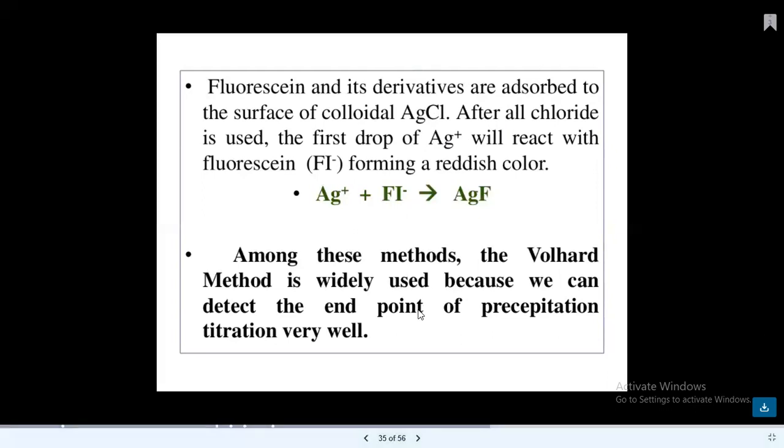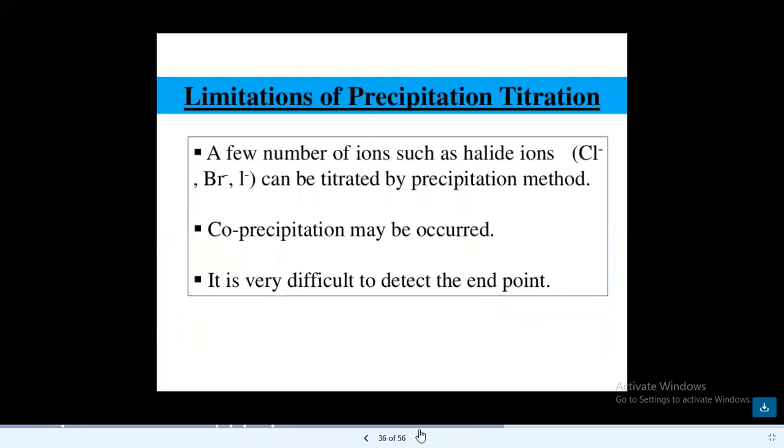Okay, the most important method is the Volhard method. It is widely used because we can detect the endpoint of the precipitation titration very well. In precipitation titration there are chances of error, because the color change is very different compared to other methods of titration. To avoid this, every time we can also perform a blank titration. We can nullify the different errors by performing the back titration.